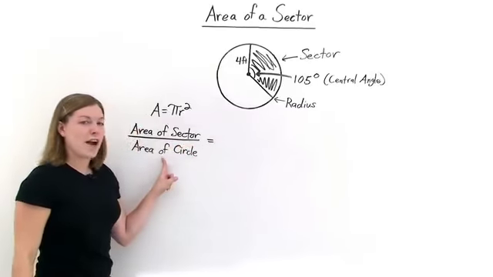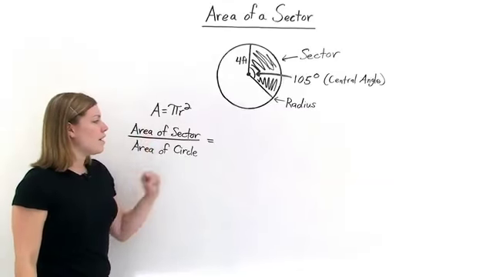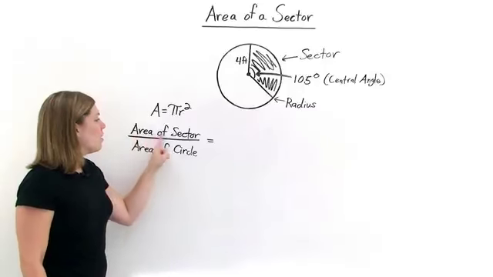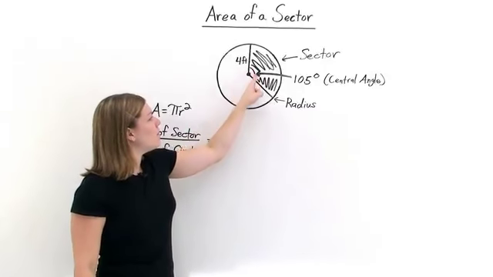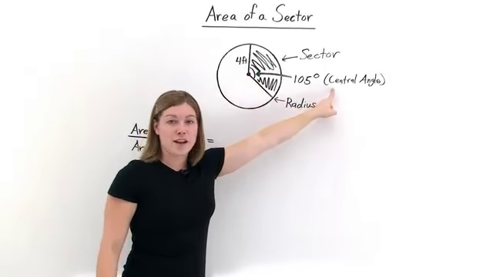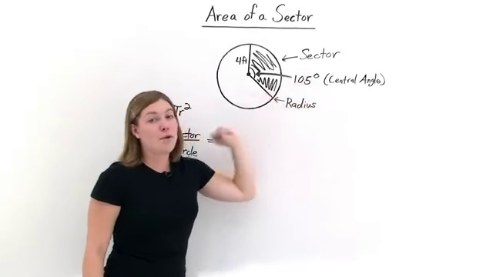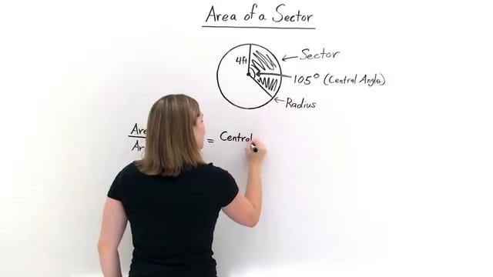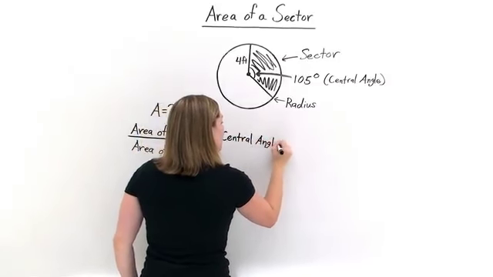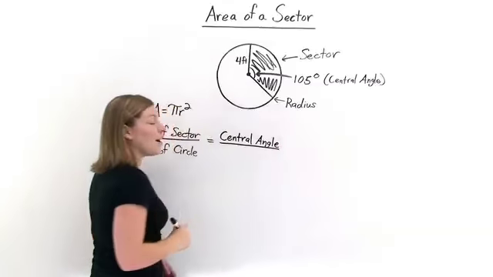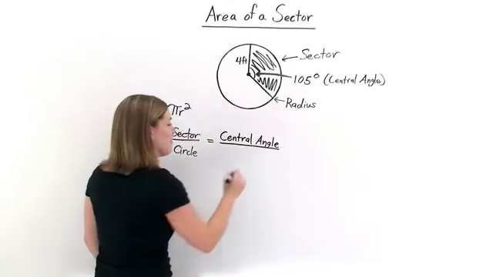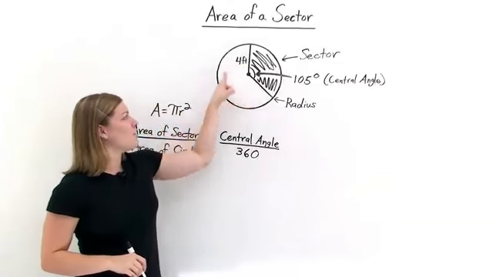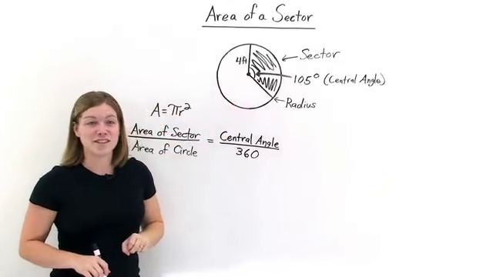Now let's take this fraction and set each one of these areas equal to the respective angle measurements. Here, the angle for the area of a sector is the central angle, and it's not necessarily always 105 degrees. So we need to write that it's the central angle. The angle measurement for the area of a circle is always the same, 360 degrees. The angle measurement of a circle is 360 degrees.